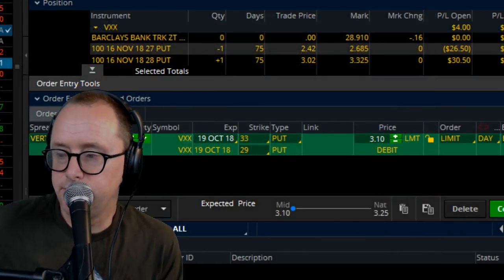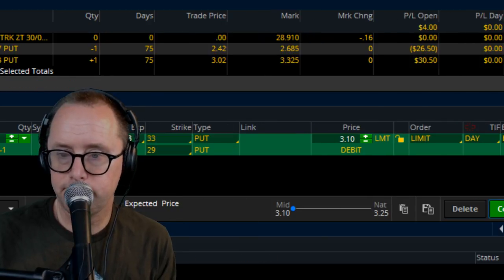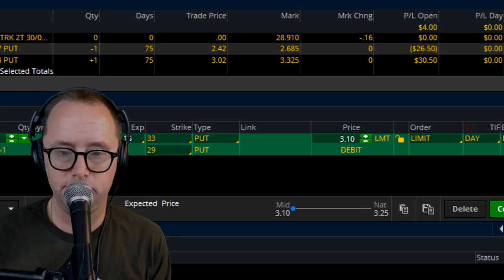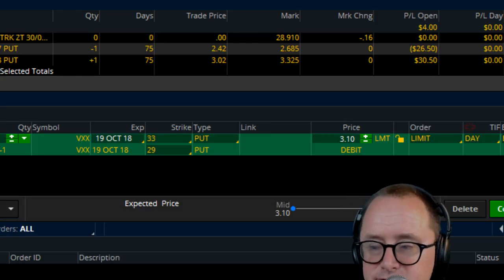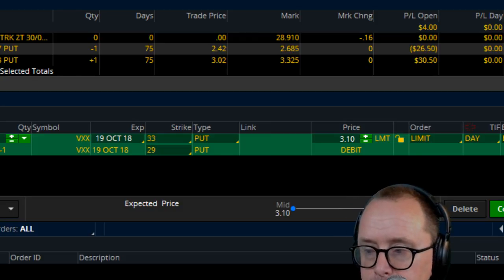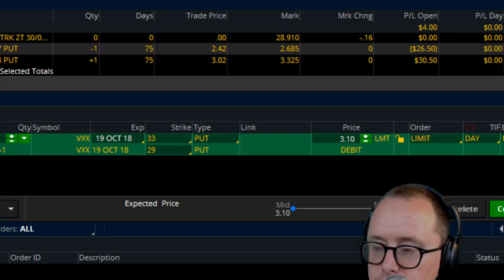We can't see much because my head's in the way, so let me move my head. So there you are. I'm peeking at you from the bottom of the screen. We can see here, we're buying one of the 33 puts and we're selling one of the 29 puts. And this has the mid-market around $3.10.